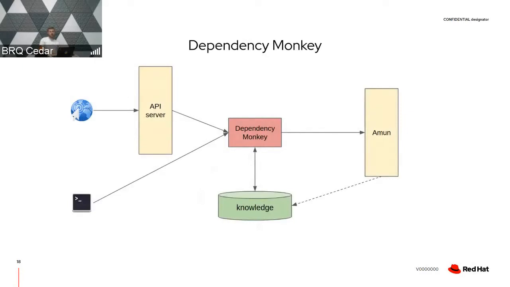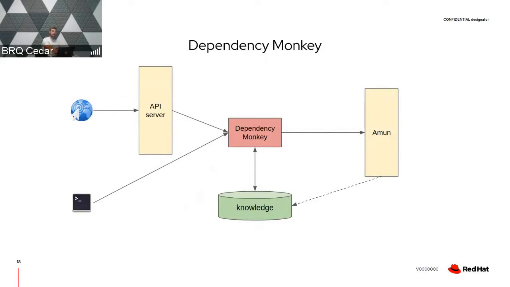Dependency Monkey is a component that lives inside a cluster, so it can be run inside a cluster. In that case, the interface to trigger a Dependency Monkey run is an API server, so you can directly go to an API endpoint, pass in all the parameters, and Dependency Monkey will be run. That's just another interface. In the demo that I will do, Dependency Monkey will be used locally, so it will be run from command line, but that's just another interface to interact with Dependency Monkey.